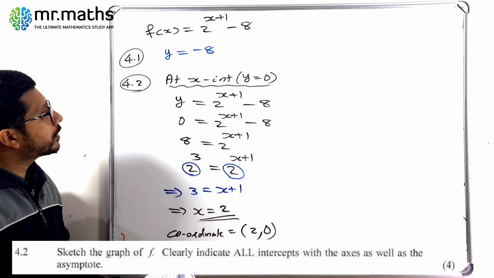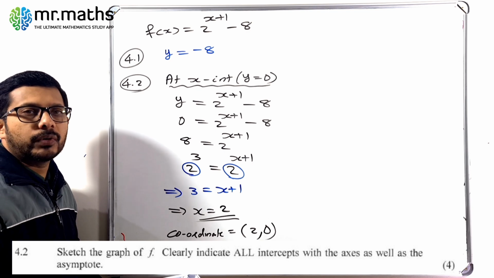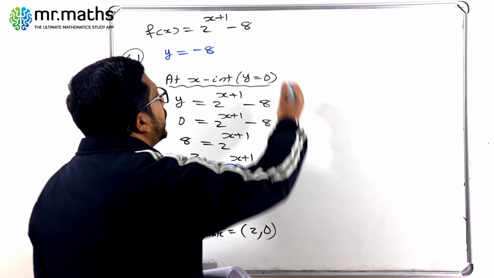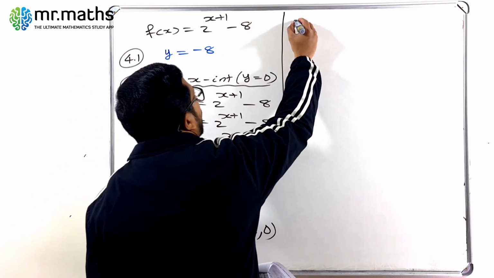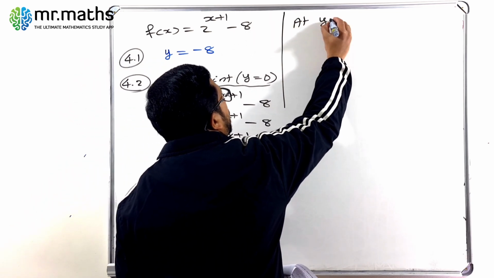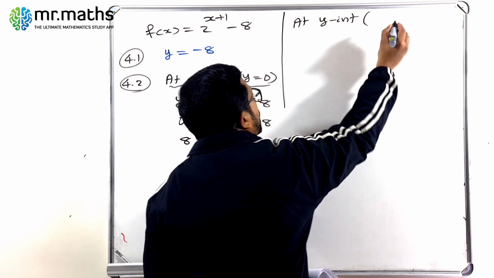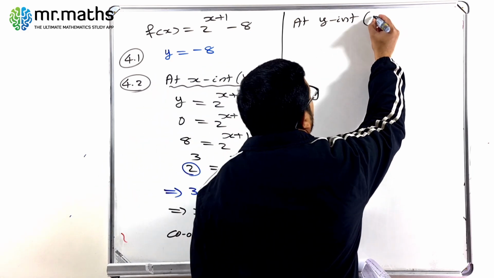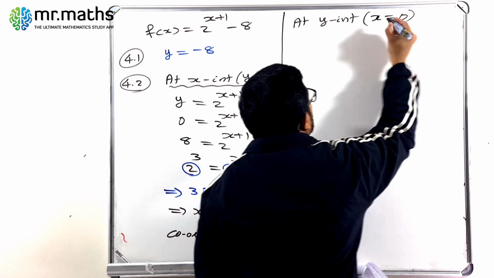Okay, so that is the x-intercept. Now what do we want to find? The y-intercept. So at the y-intercept, what is the value of x? It is 0. At the y-intercept the value of x is 0.